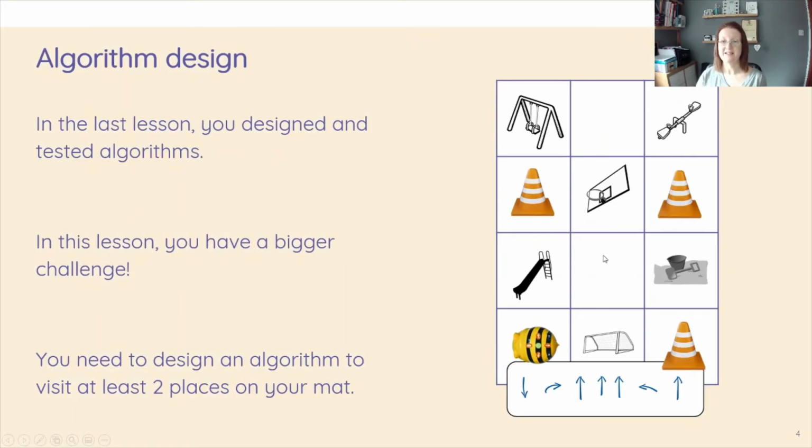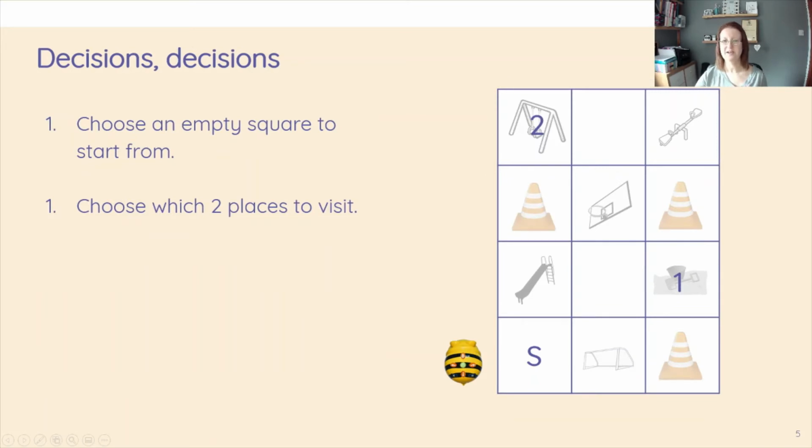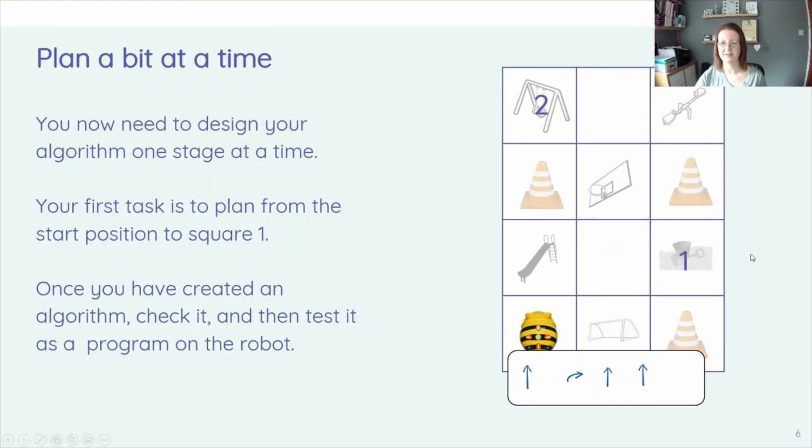Okay, so in the last lesson you designed and tested your own algorithms, and in this lesson you've got a bit of a bigger challenge. You're going to need to design an algorithm to visit two places on your mat. So choose an empty square to start from. On this one we've got bottom left. Choose two places to visit. We've put 1 and 2 up here. It's your choice, you decide where you want to get to.